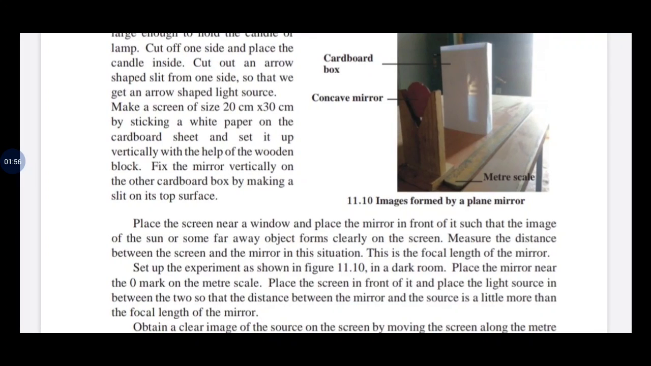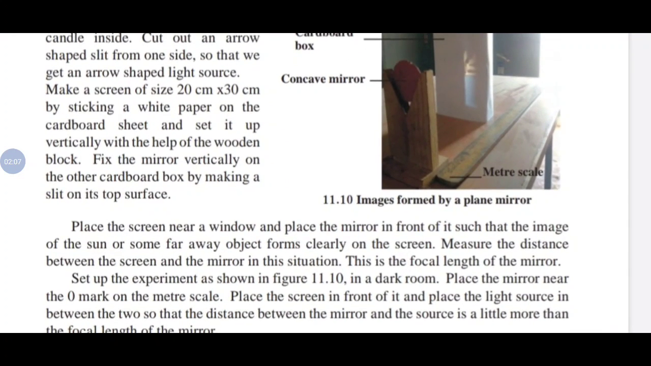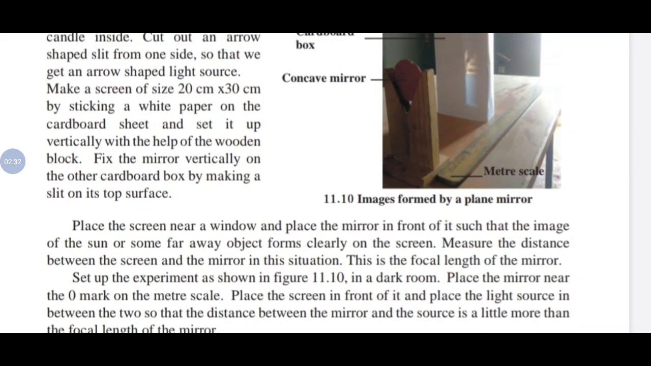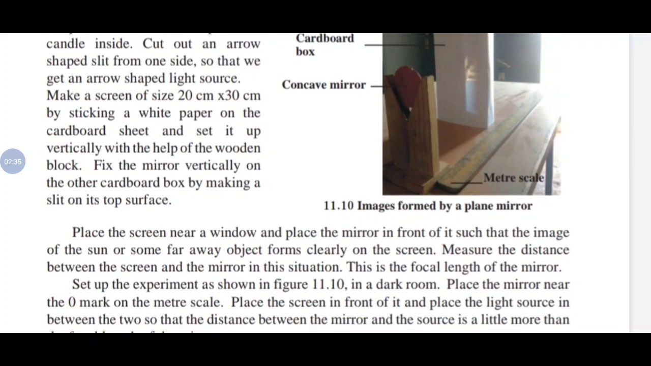Place the screen near a window and place the mirror in front of it such that the image of the sun or some far away object forms clearly on the screen. Measure the distance between the screen and the mirror in this situation. Which distance do we measure? The distance between the screen, where the clear image is obtained, and the mirror. That distance is called what? The focal length of the given mirror.